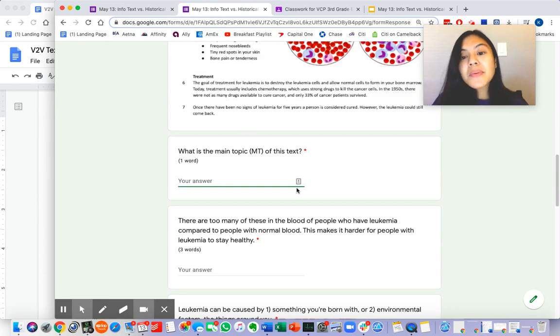What is the main topic of this text? The main topic is leukemia sickness. If you need to, pause your video to type that in now. Good. Let's keep reading.